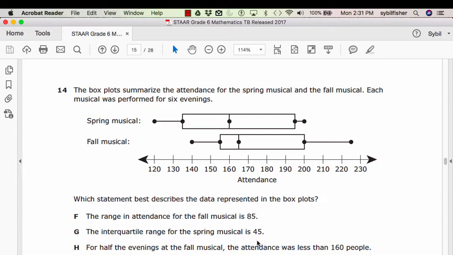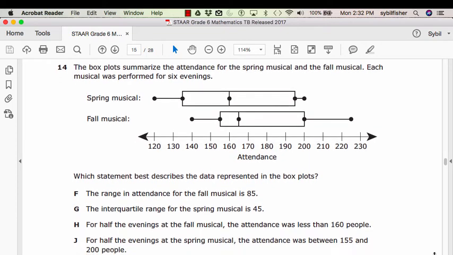Number 14. The box plots summarize the attendance for the spring musical and the fall musical. Each musical was performed for 6 evenings. Spring musical, fall musical. Attendance. Which statement best describes the data represented in the box plots?